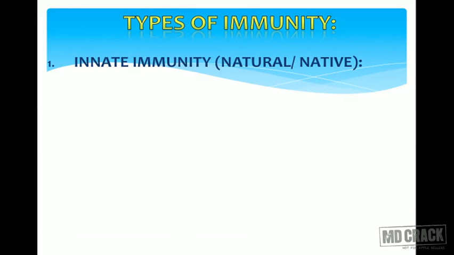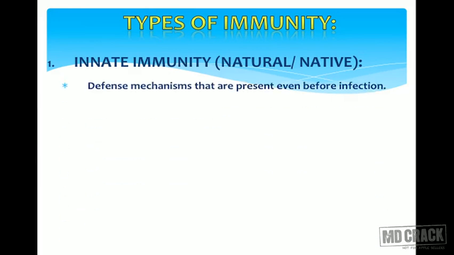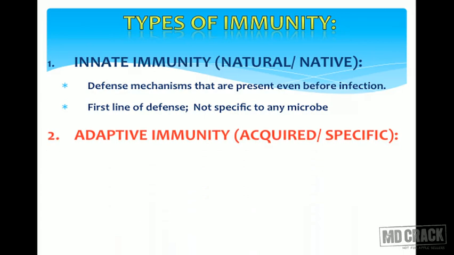The two types of immunity as such. First is what we are born with. It is called natural immunity or native immunity or innate immunity. These are defense mechanisms that are present even before the onset of infection itself. So they are the first line of defense. They are not specific to any microbes and they are already ready in the body before the infectious agents enter.